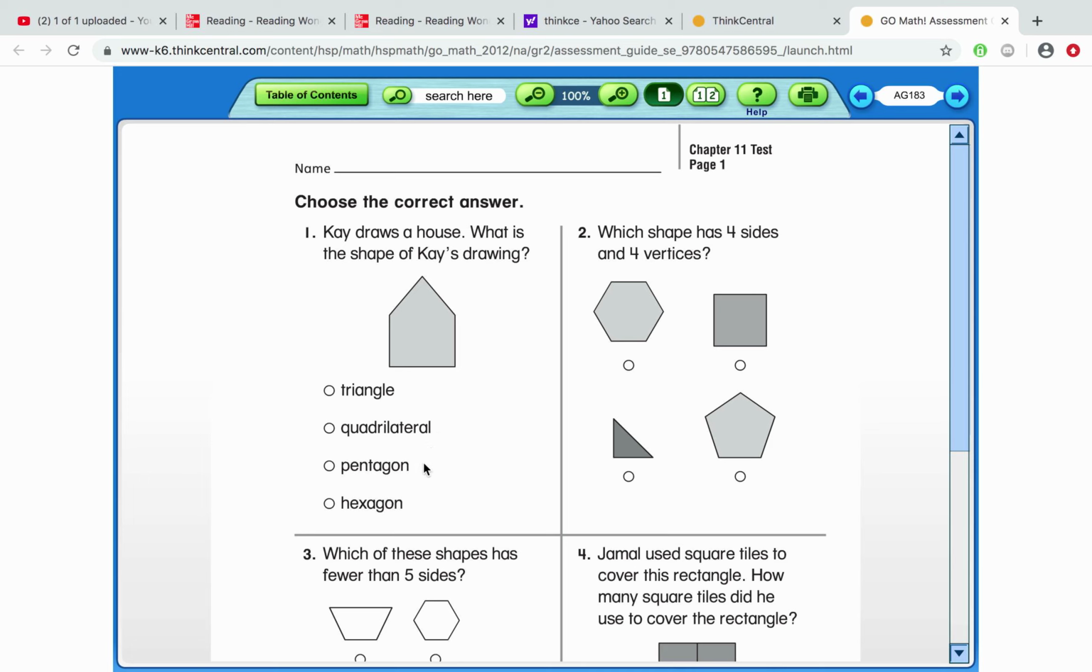Is it a pentagon? Let me think. Penta means 5. That's a 5-sided shape. 1, 2, 3, 4, 5. I think that's it, but let me make sure. A hexagon means 6. A hexa means 6. So let's make sure it's not 6. 1, 2, 3, 4, 5. Go ahead and write or fill in the bubble next to the correct answer for number 1.